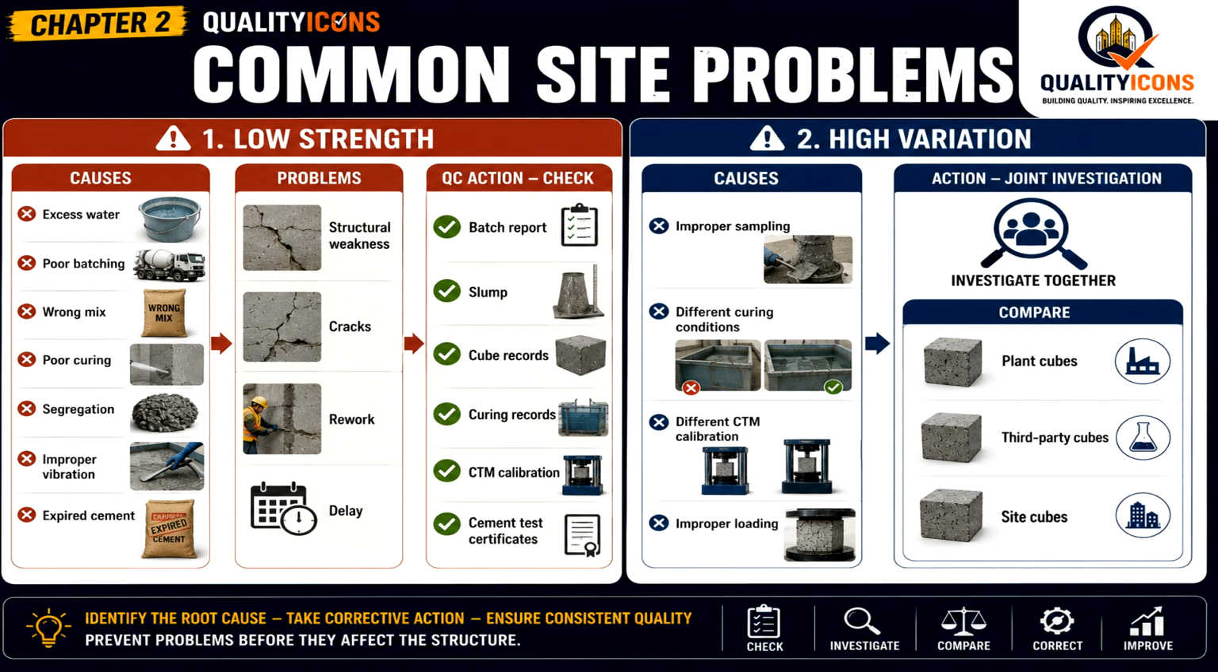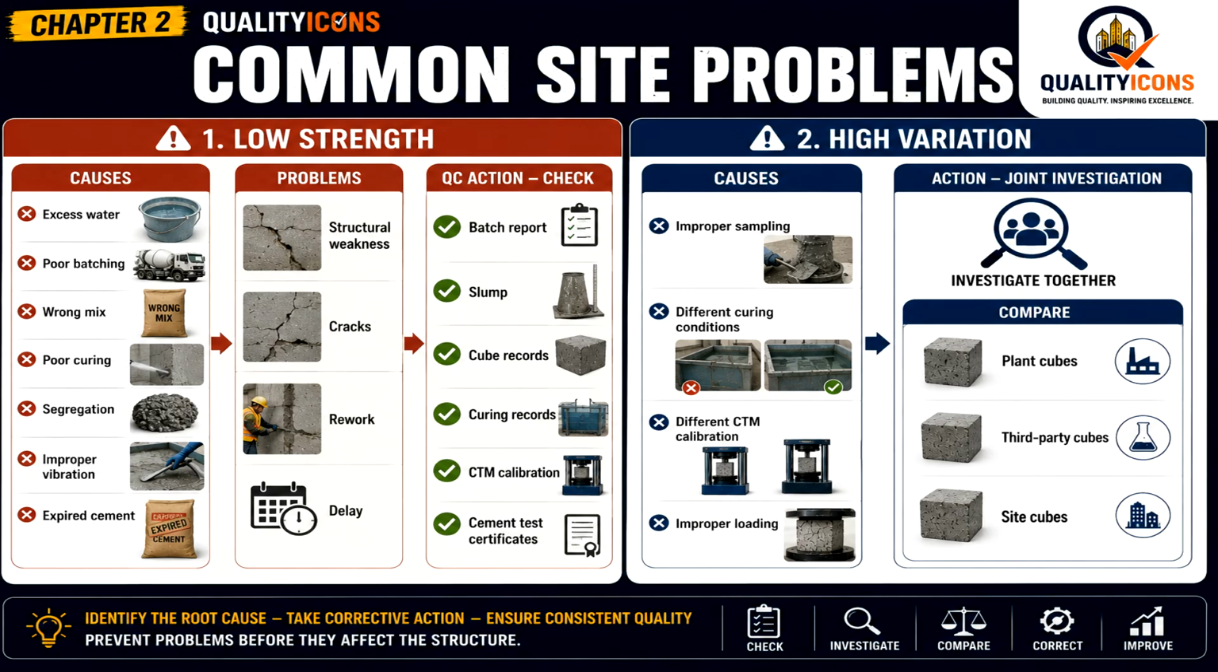What is the high variation? Causes: improper sampling. Improper sampling means the technicians or QC supervisors are not fully trained, which impacts sampling. Different curing conditions: temperature variations; curing tank temperature control is very important. Different CTM calibrations: without calibration or with deviation in calibration, that is also important for the strength part. Improper loading: during testing, the cube specimen is put at the center of the CTM machine.